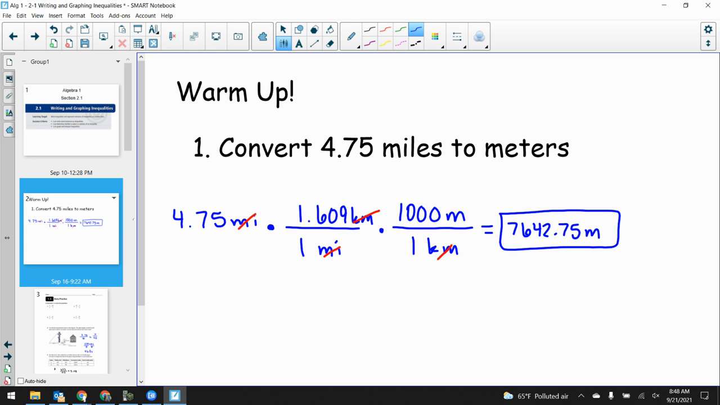Questions about that? Logically think it through. Okay, I've only almost got 5 miles. Is that gonna be a lot of meters? Yeah, it's gonna be a whole lot of meters. There's a math term, a whole lot of. Means a lot. All right.